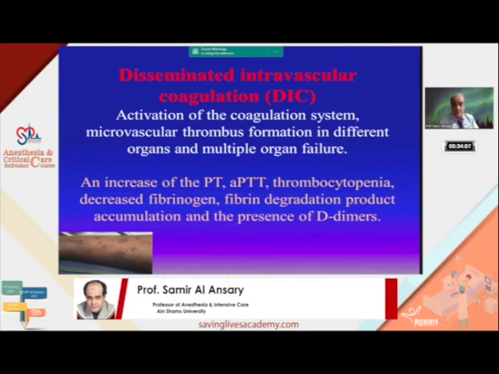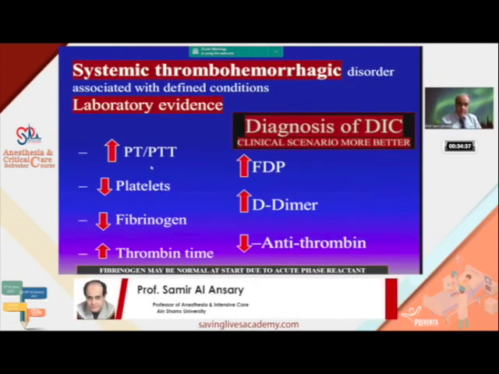There is an increase of PT and PTT and thrombocytopenia, decreased fibrinogen; all the coagulation factors and all the lab investigations are deranged in DIC. And so you can diagnose DIC: you will find PT, PTT increased, thrombocytopenia, fibrinogen decreased, fibrin degradation products increased, D-dimer and so on, all are deranged. It is a systemic thrombohemorrhagic disease.